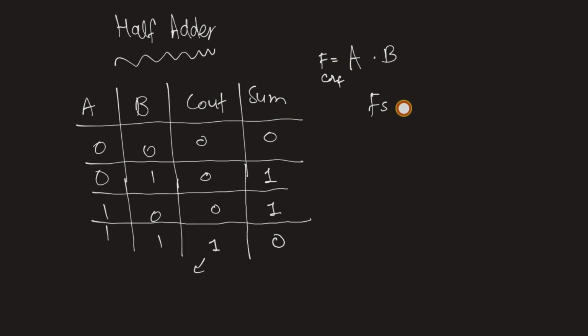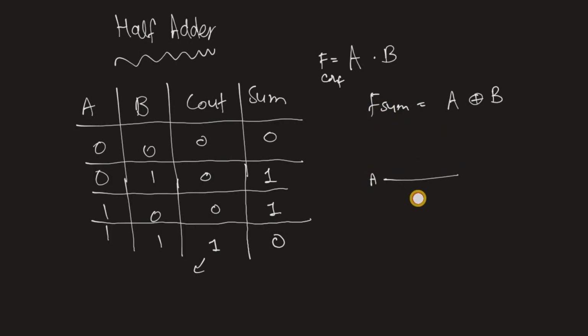And what about for the sum? For the sum, you see we have 1 only when we have a 1 in the inputs. As long as we have one 1, we're going to have 1. But if both of them become 1, that's a 0. So that's the case for the exclusive OR, right? So A exclusive OR B. Now that we have the function of both, we can simply create the diagram.